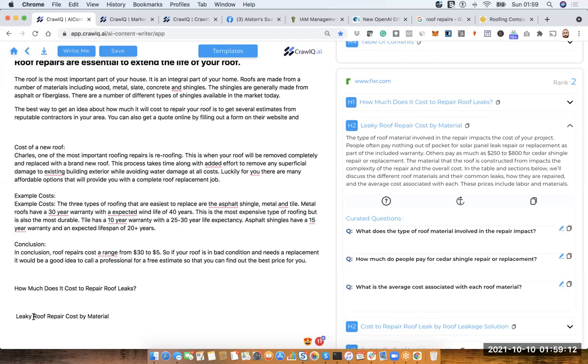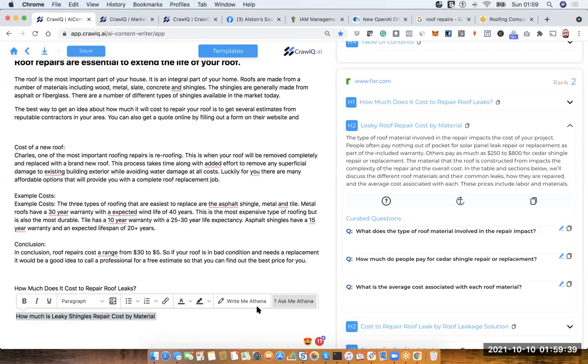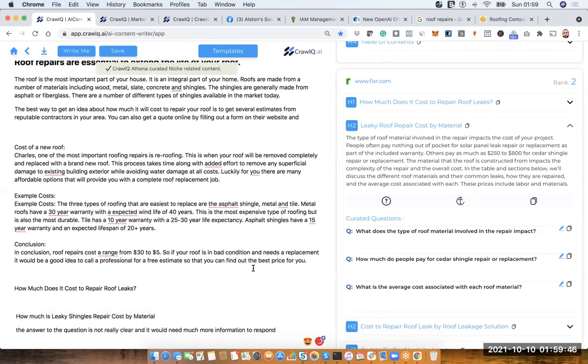So I had here leaky roof repair, or let's say leaky shingles roof repair cost by material, and then singular. And I can say how much is leaky shingles repair cost by material, and then I can say Ask Me Athena, there you go. Okay, you would just do it over there instead of on the right. Gotcha. Yeah, you just change this the way you would like to represent it in your article.